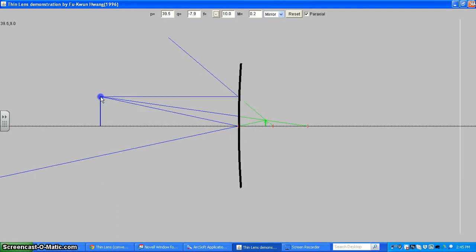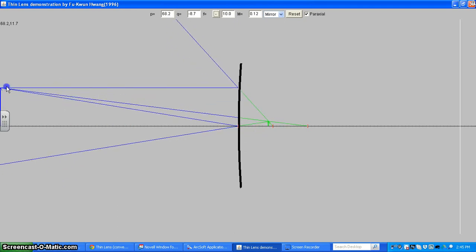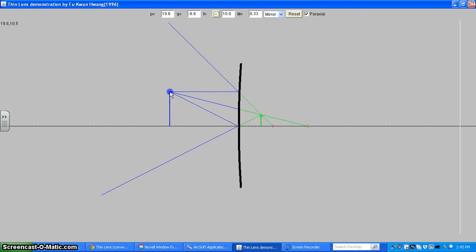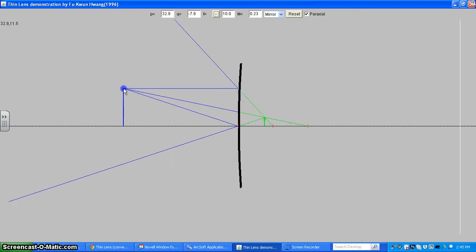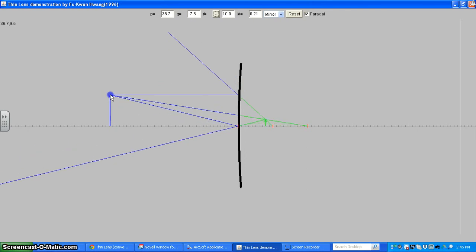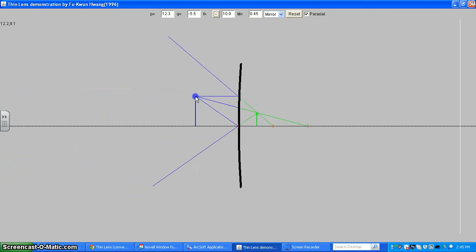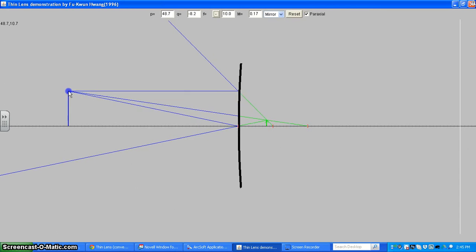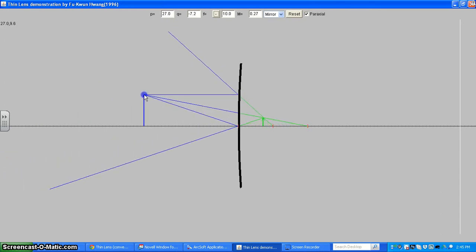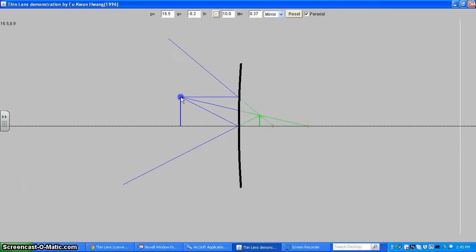Now, one thing that you should make note of here is that no matter where I take the object, the image is always on the opposite side of the mirror, and it's always smaller. Convex mirrors always produce virtual images that are smaller than what the object actually is.